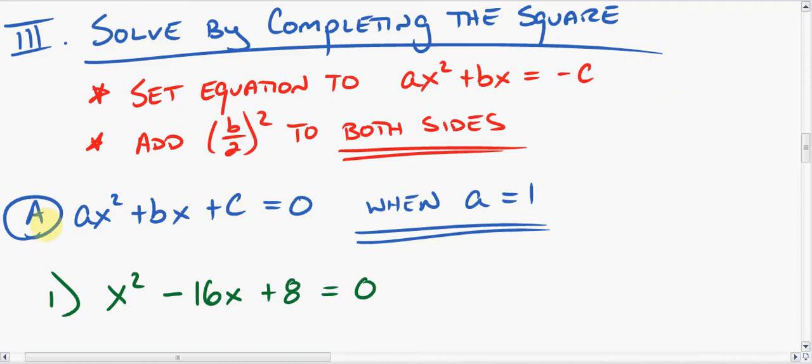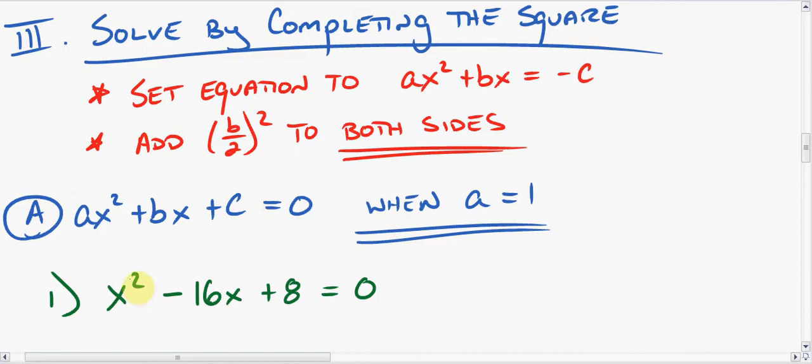So you can't just add b over 2 squared to one side of the equation. We're going to look at two different forms. We're going to look at ax squared plus bx plus c equals 0 when a is 1, because you complete the square differently if a is 1 or if a is not 1. Here, the value of a is 1, and we won't see a number in front of x squared because it's implied to be 1. In the first problem, we've got x squared minus 16x plus 8 equals 0.